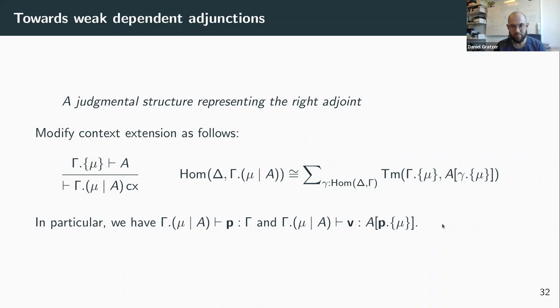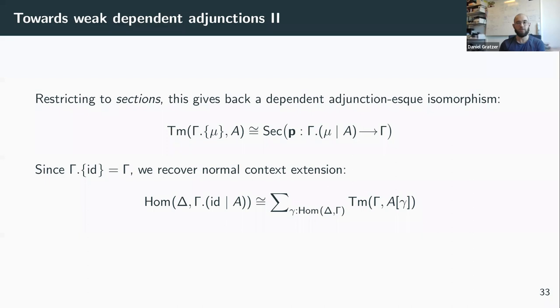Okay. I want to point out two things. The first is that if we restrict ourselves to sections of this structure, we notice that sections of weakening precisely correspond to terms of A in the restricted context. And since locking by the identity is the identity functor, this generalizes what we have normally. Yes, it recovers normal context extension exactly by choosing mu to be the identity.